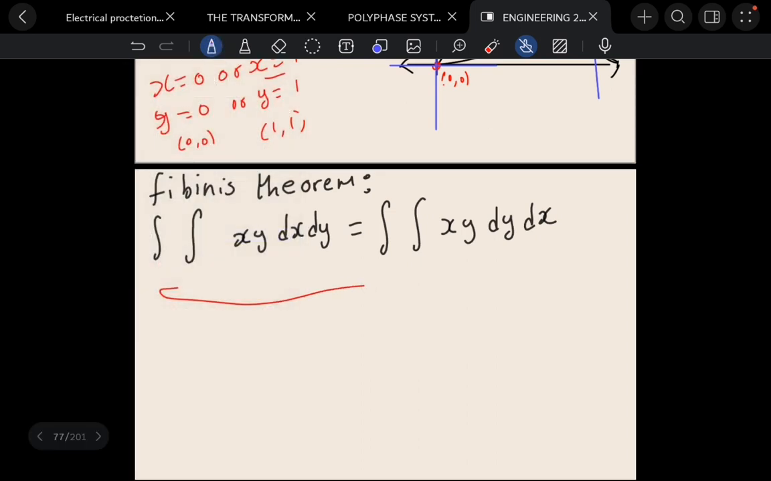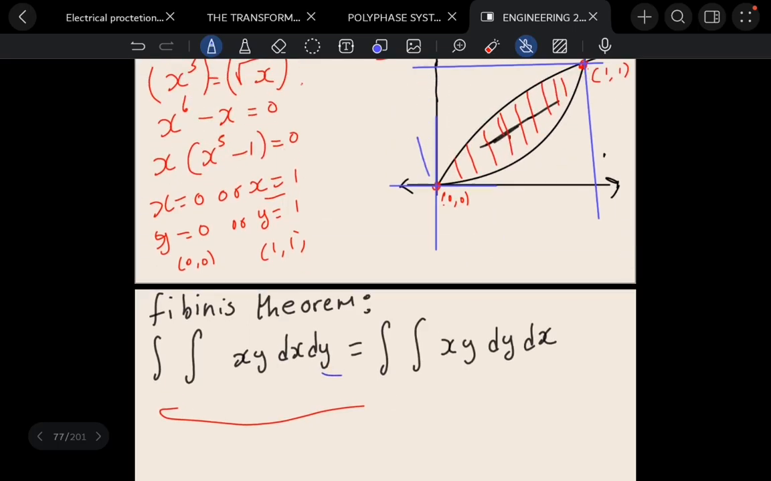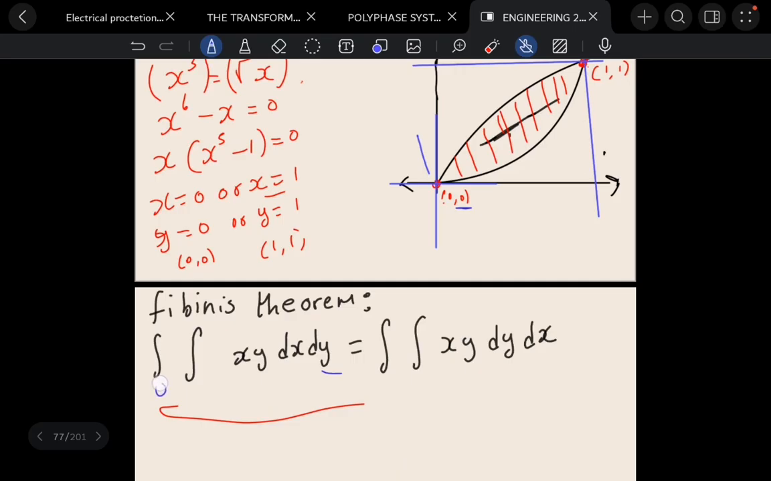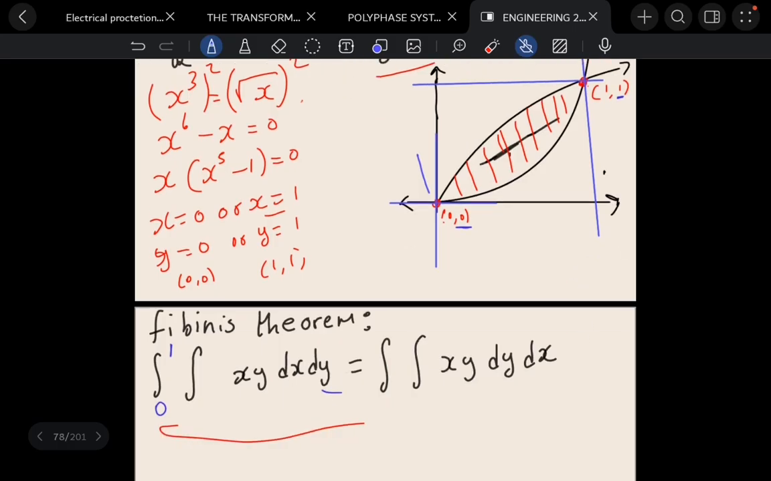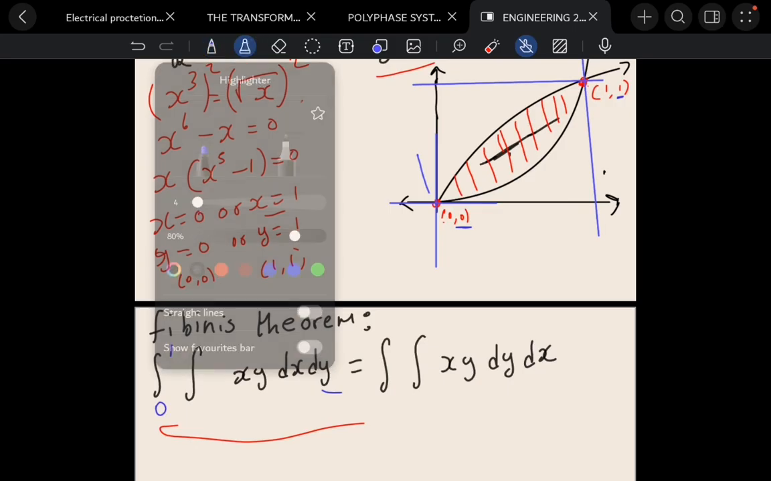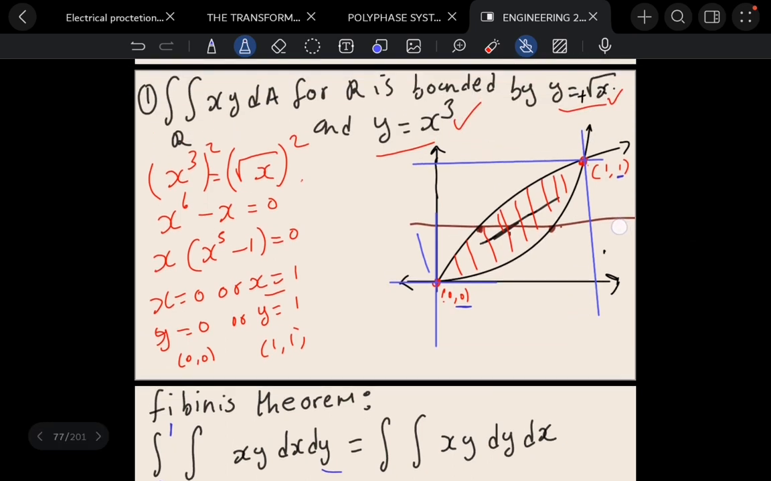How can you set up it? Now, because I am ending with dy, your minimum value of y is 0, and your maximum value of y is 1. And then to get these values here, I need to draw a horizontal line starting from this point to that point, this point to that point. Now, what is the name of this equation?